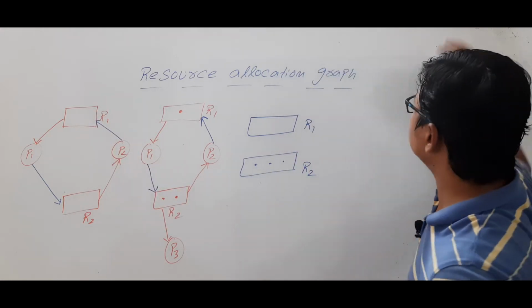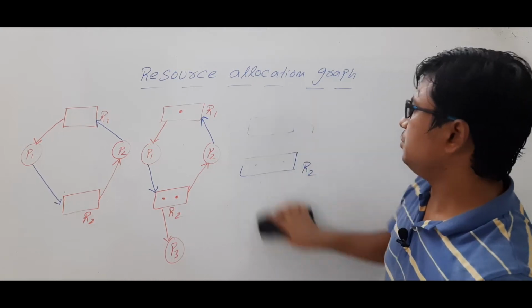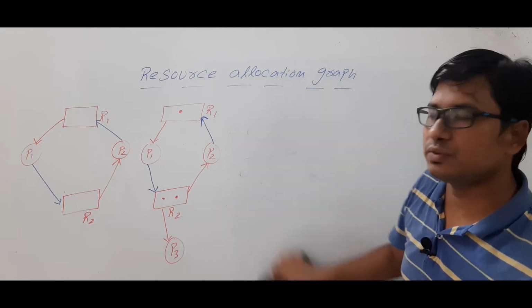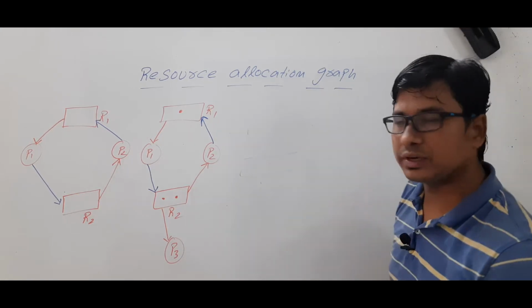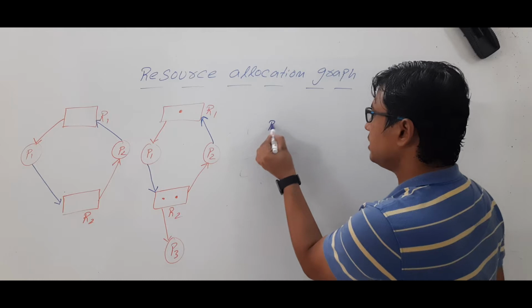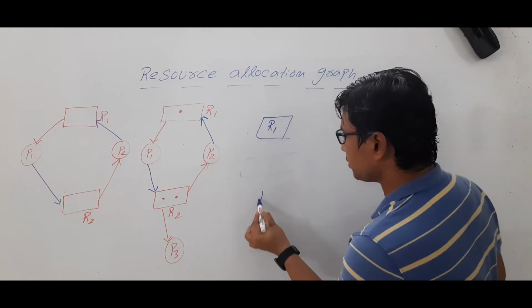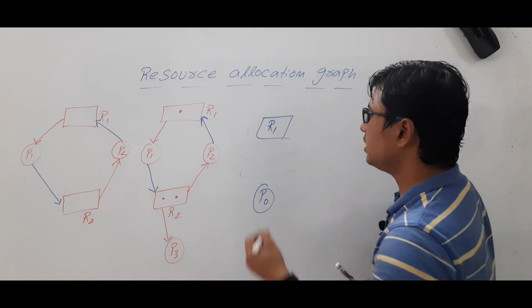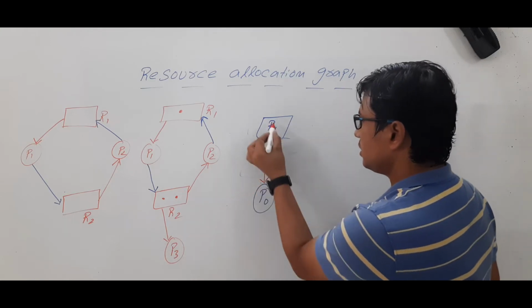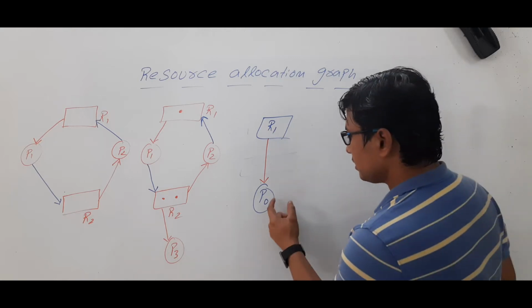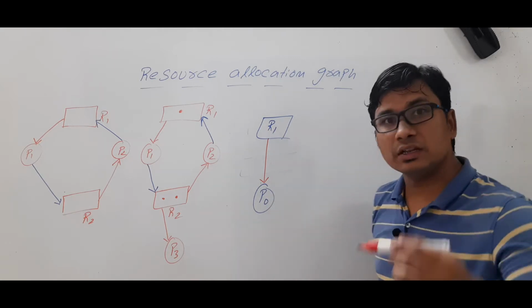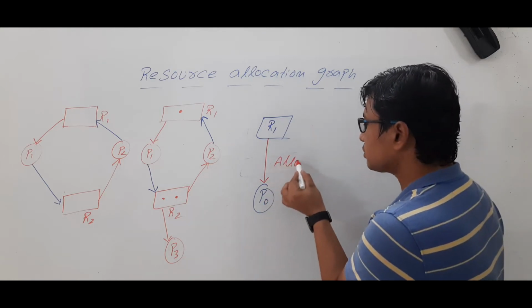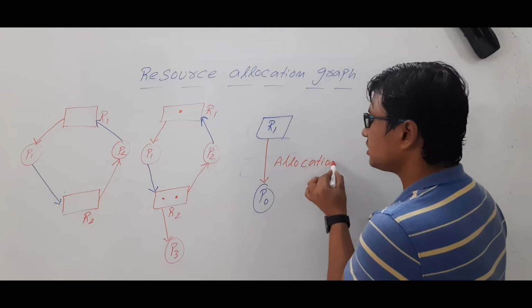And then coming to the edges, you have two edges, okay? One is the allocation edge and another one is the request edge. How will I represent them? Let's take that you have a resource R1 and the process P0. Now if there is an edge from the resource R1 to the process P0, it means that resource R1 has been allocated to the process P0. So this edge represents the allocation.